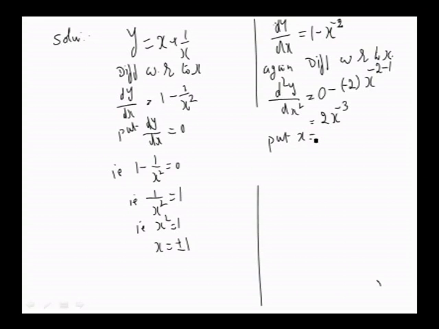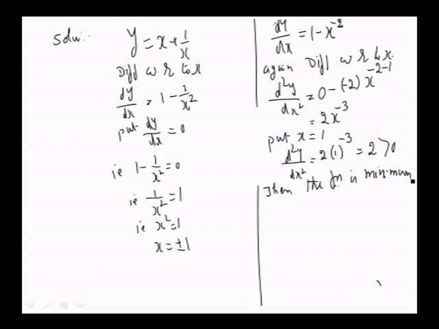Put x is equal to 1 first in d squared y by dx squared. So x is equal to 1, therefore 2 into 1 to the power of minus 3. So this is equal to 2. It is greater than 0, or you can say that this is positive. When the second derivative is positive, the function is minimum at x is equal to 1.